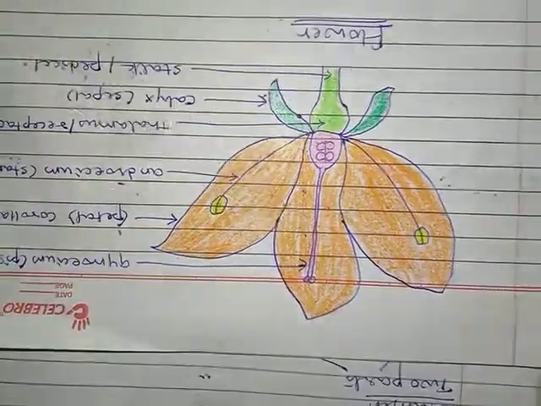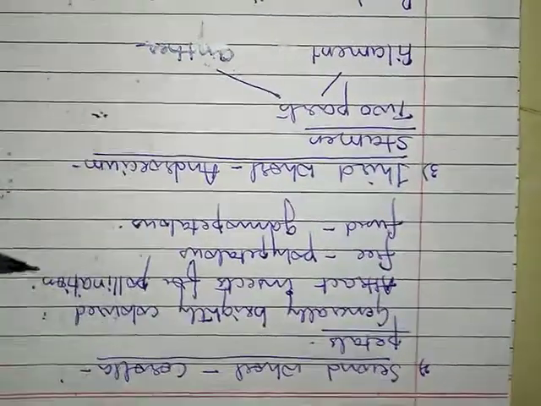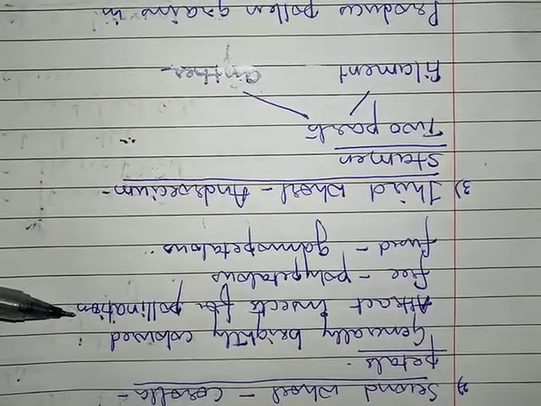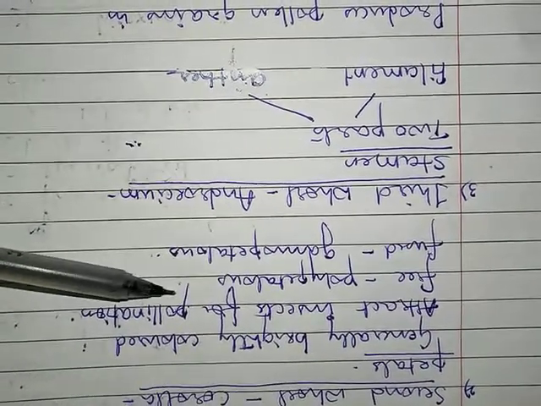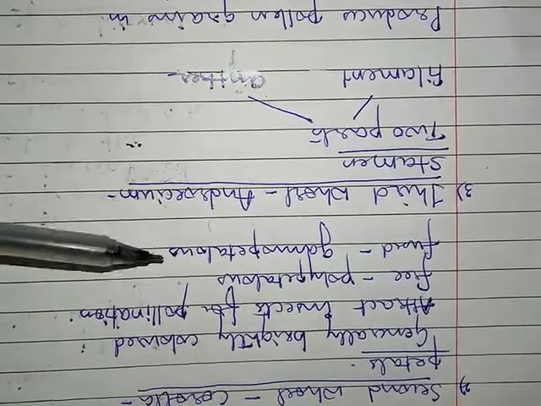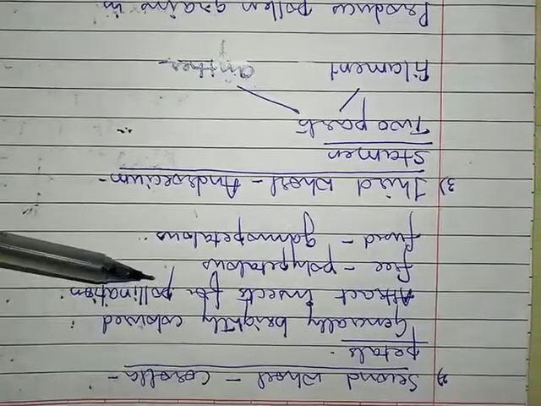So what we have studied under the corolla part is that corolla members are called petals. Generally they are brightly colored and therefore they attract the insects for the process of pollination. If the petals are free, the condition is called polypetalous. If the petals are fused, it is called gamopetalous, right? So that is about the second whorl.